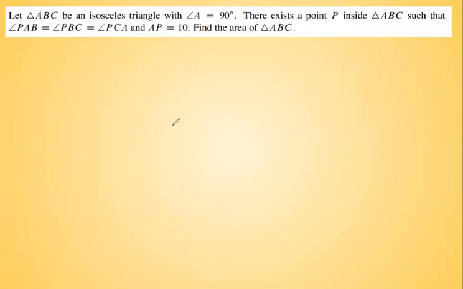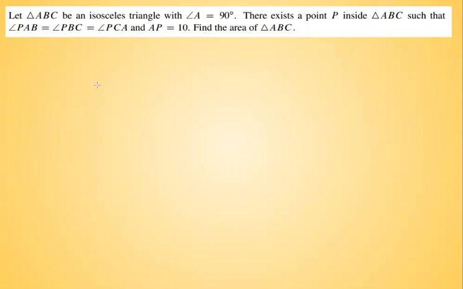Hello, everyone. So this is another AIME problem. We have 2023 AIME 2, question number 3, I guess. We have isosceles triangle ABC with angle A equal to 90. There is a point P inside of the triangle such that three angles are equal to each other, and AP is given. So that's a geometry problem. There is no figure, so let's get started with drawing that first.